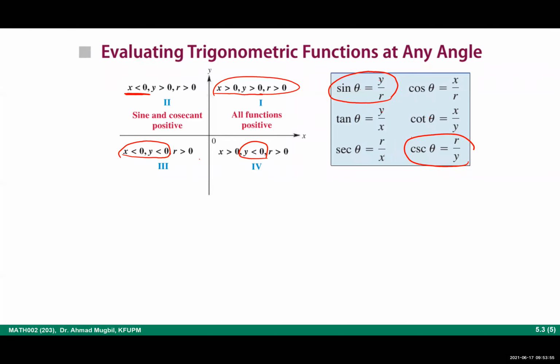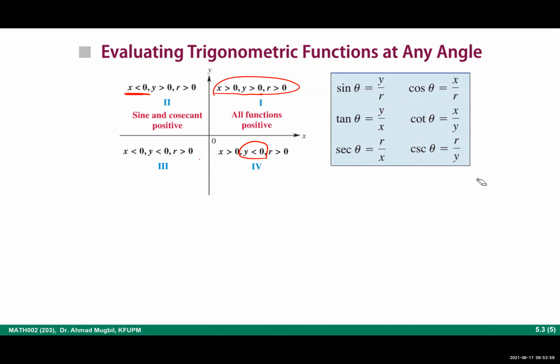In the third quadrant, what will be positive? Tangent, because you will have negative over negative, which is positive, and also its reciprocal. So tangent and cotangent will be positive in the third. The remaining will be negative. In the fourth, Y is negative. This is negative. This is negative.